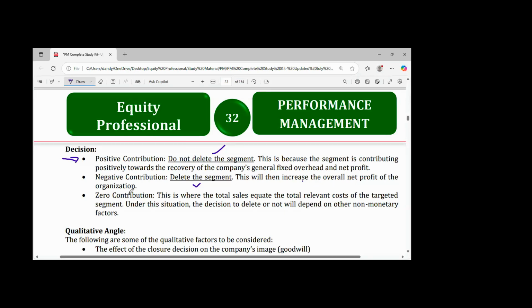Therefore, you need to consider the impact of the closure decision on the company's turnover, especially if the affected segment is jointly demanded with company's other product. Say, for example, you have product A, B, C. Like I mentioned the other time, there's a profit or loss for each of the products. This is profit of 5 million, loss of 2 million, for example, then profit of 3 million.